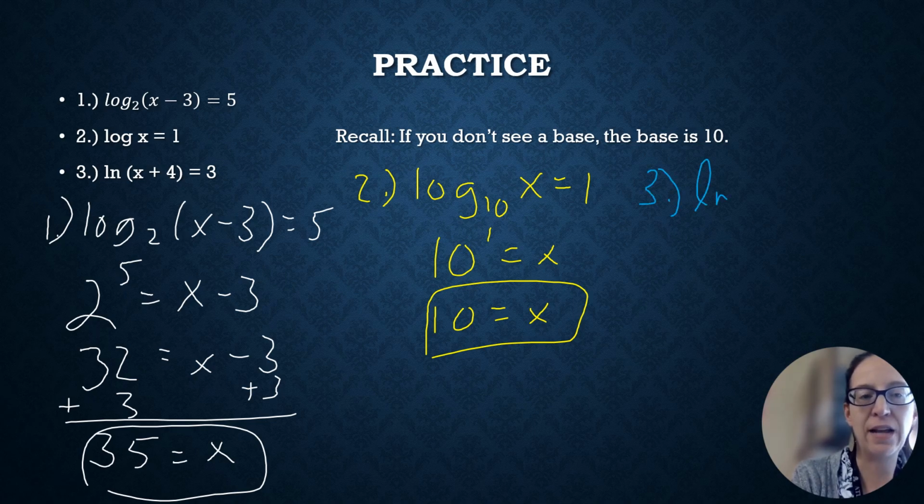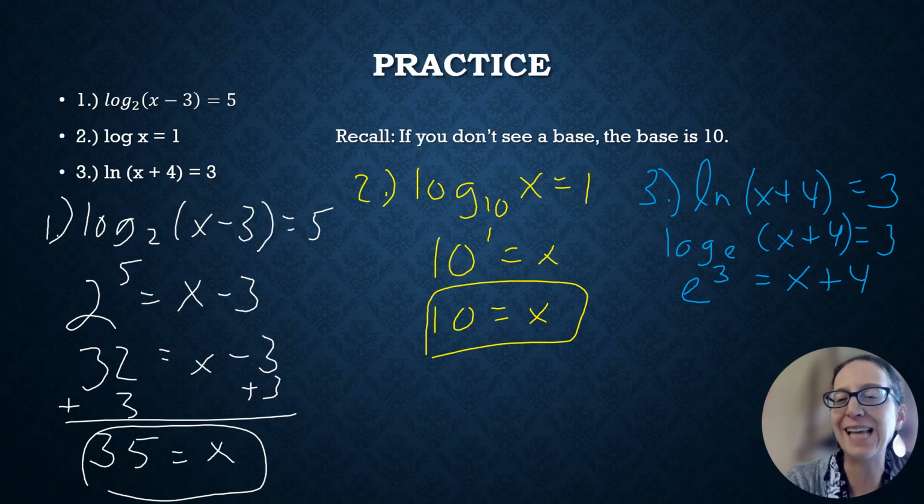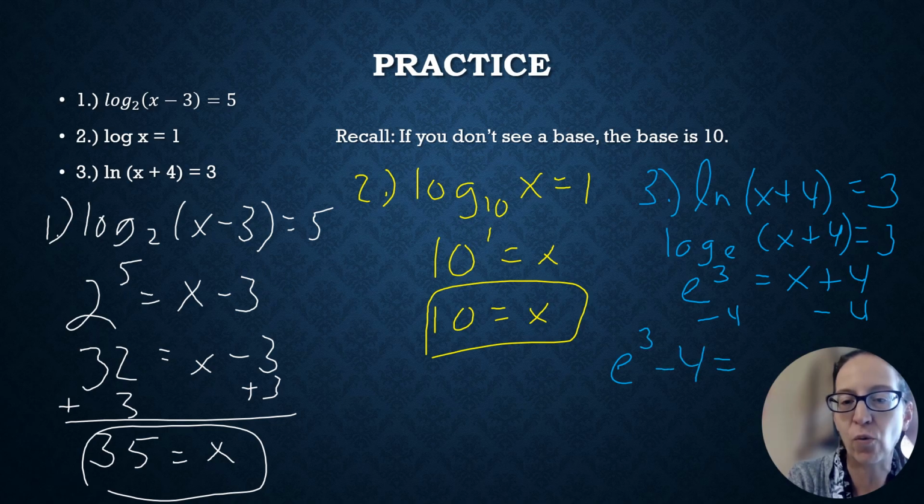And last but not least, we have the natural log of x plus 4 is equal to 3. So this is log base e. Okay, might be helpful to just remember that. And so this will be e to the 3rd power equals x plus 4. And if you want the exact answer, you would just subtract 4 and you would say it's e to the 3rd minus 4. Okay, that's your exact answer because there's no rounding.